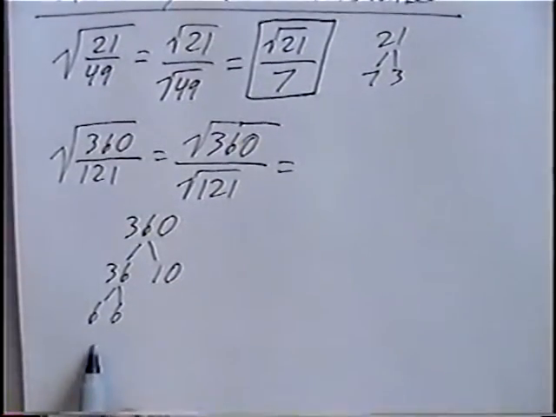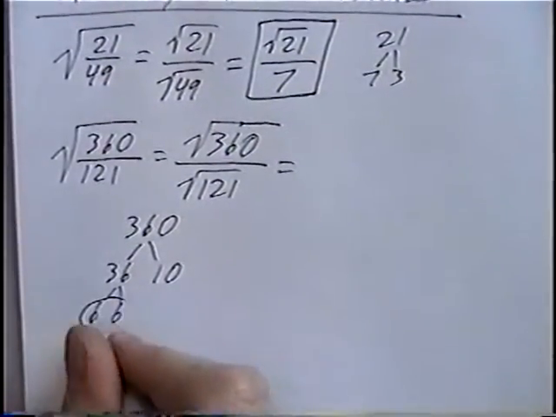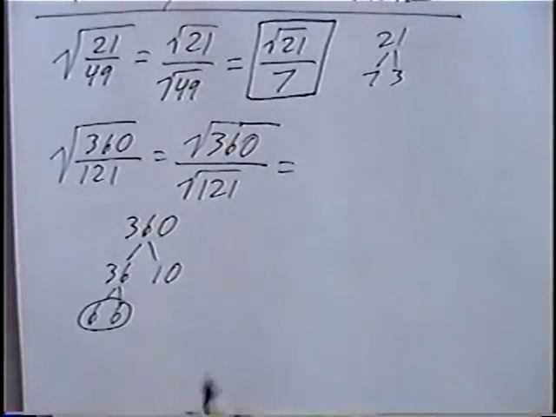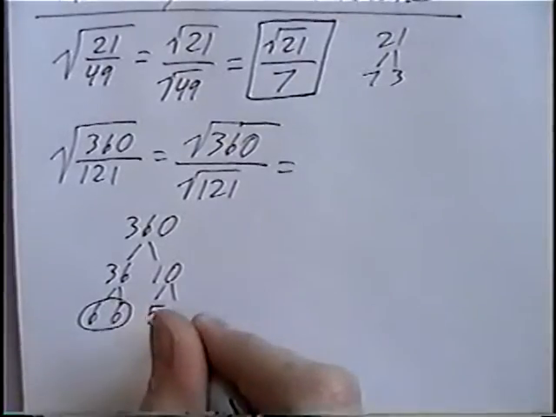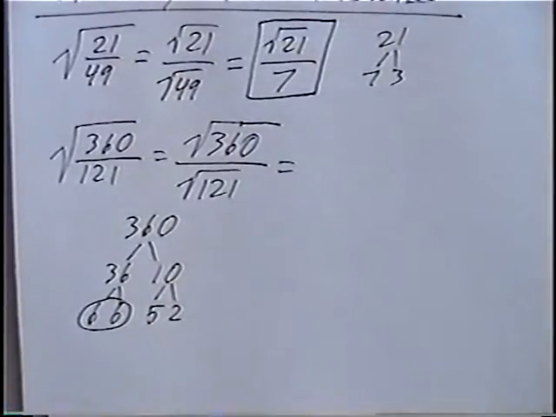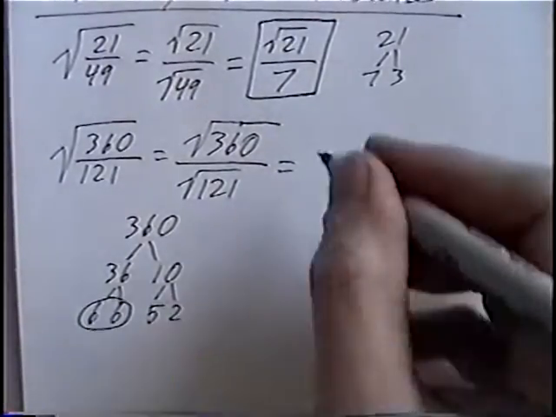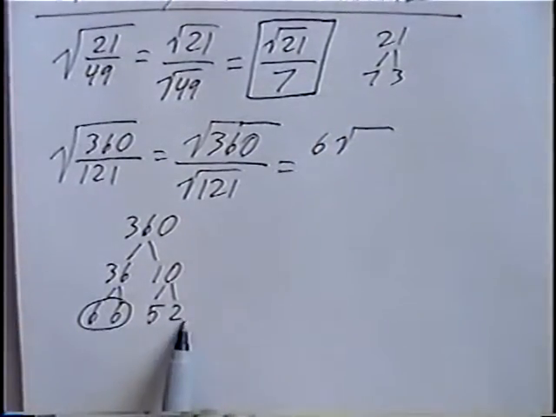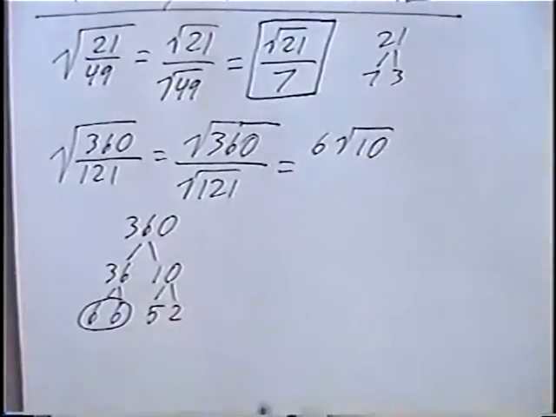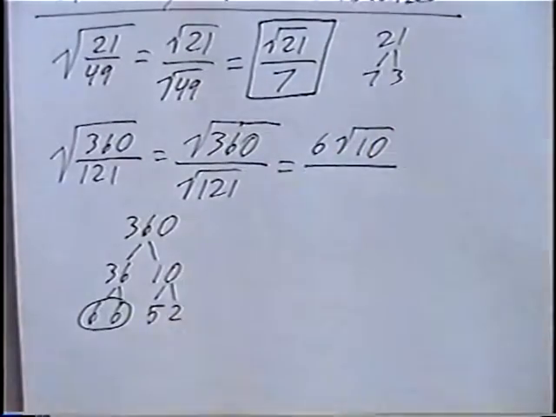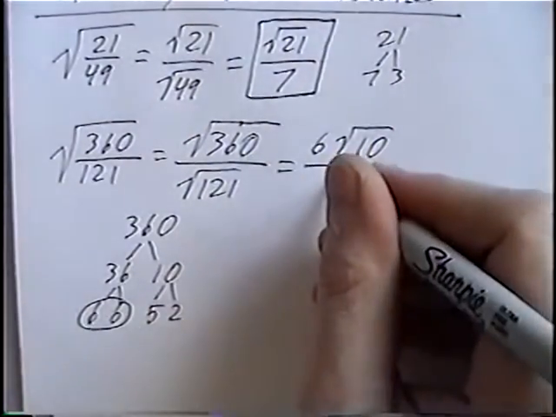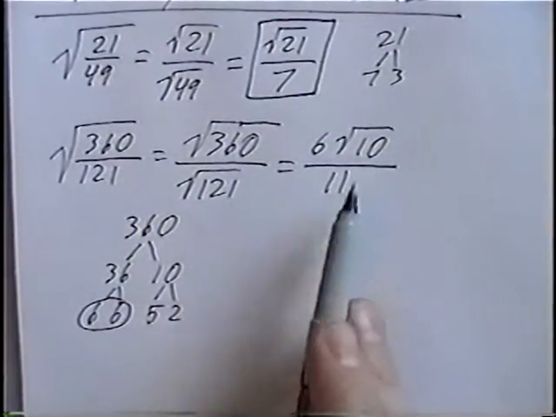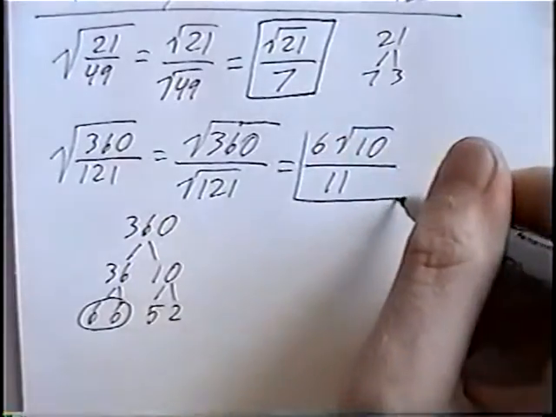One shortcut, we could factor these 6's here, or again, we can circle them because we're looking for pairs of numbers. The 10 we can factor, 2 and 5, and 2. In this case, we'd have a 6 outside the radical. There's a 5 and a 2 left. Multiplying those, we'd have a 10 inside the radical. And the square root of 121 would be 11. So our final answer would be 6 radical 10 divided by 11.